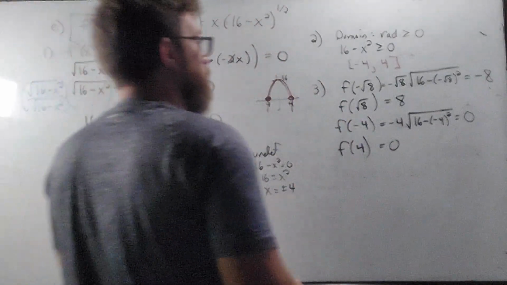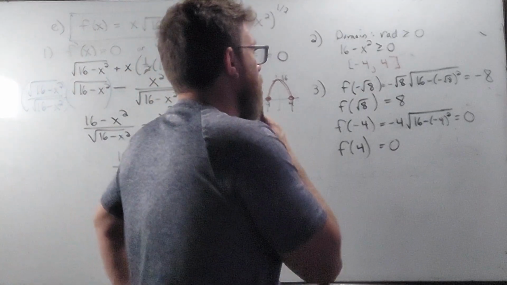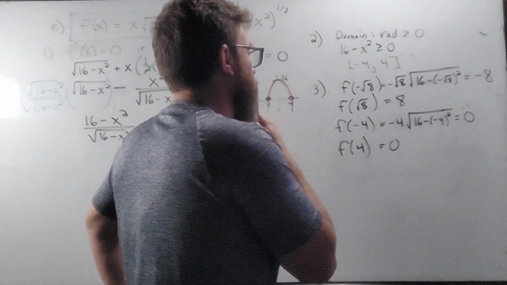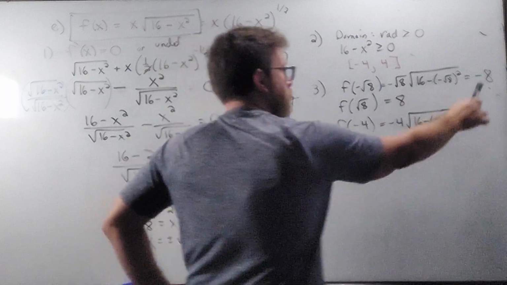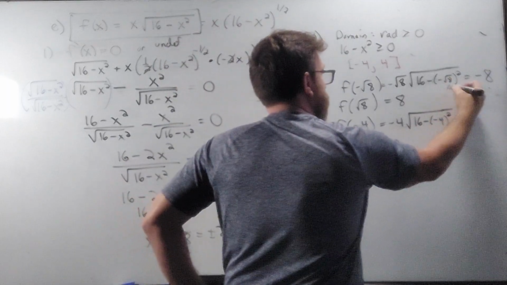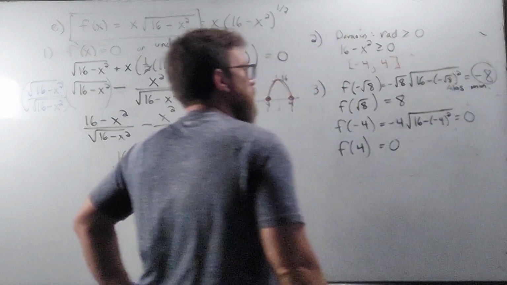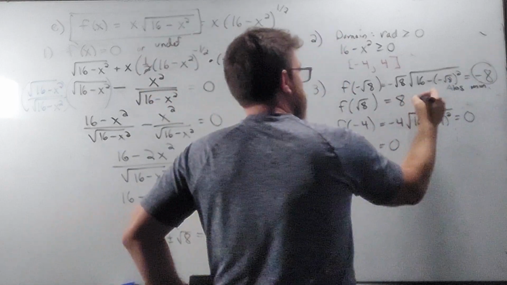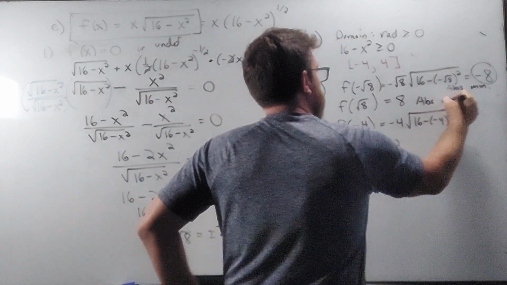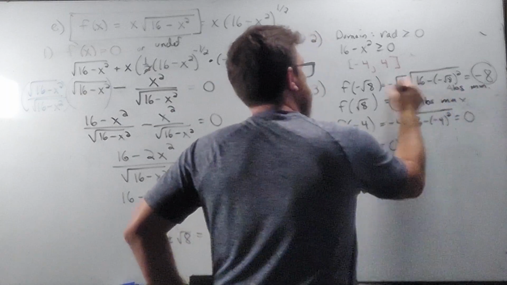What we can see is that we have an absolute minimum, which would be the smallest number right here. This is our absolute min, because it's negative 8. And this is going to be our absolute max, because it's our largest value.